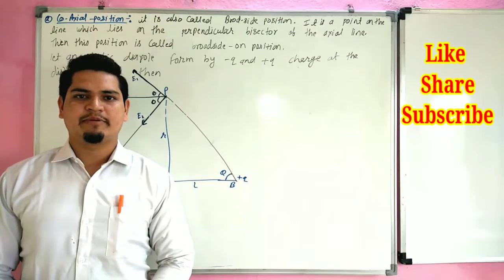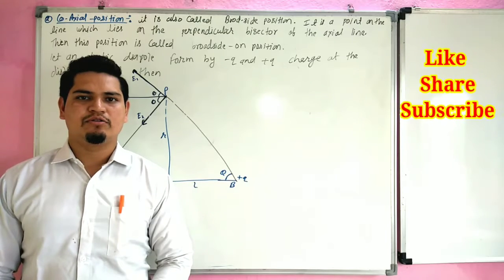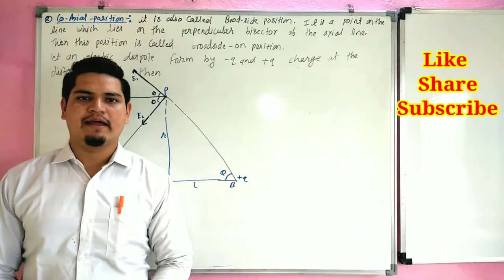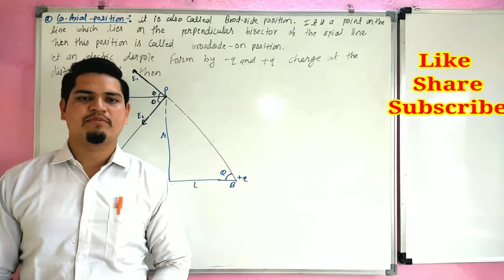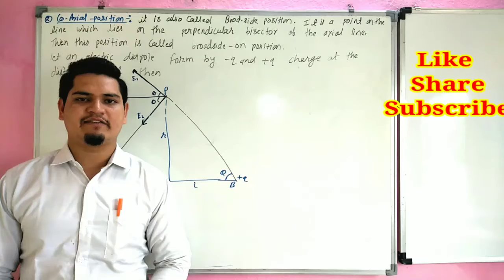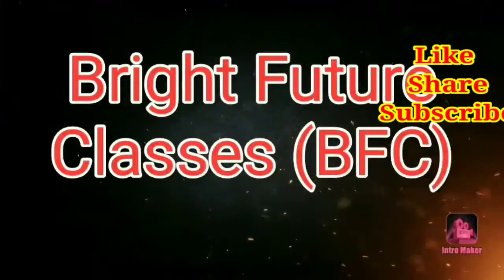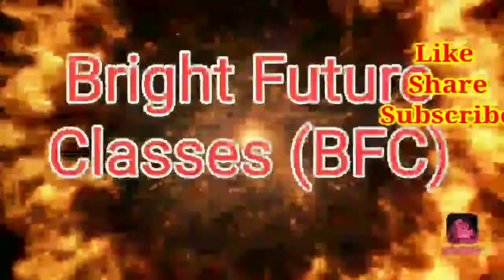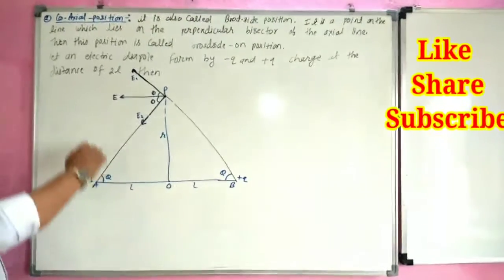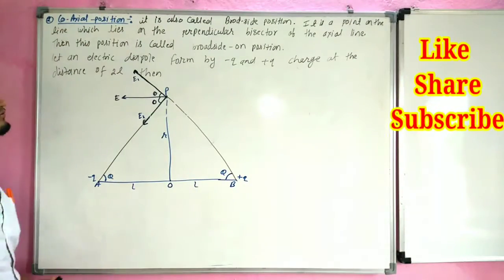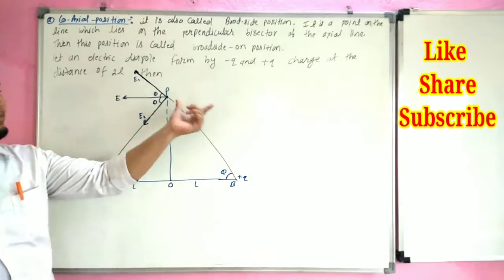Now our next topic is intensity of electric field due to electric dipole at coaxial position. So we are going to start one of the most important derivations, intensity of electric field on coaxial position. First of all, we have to study the theory of this topic.